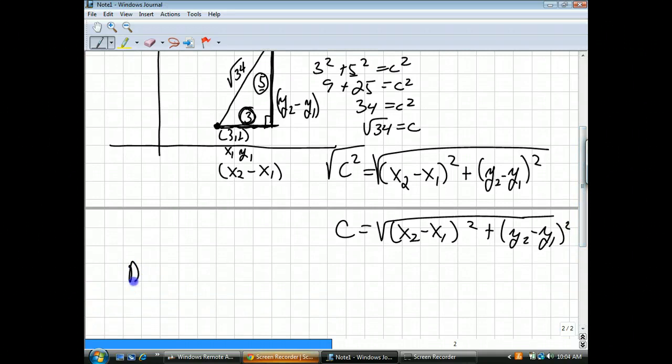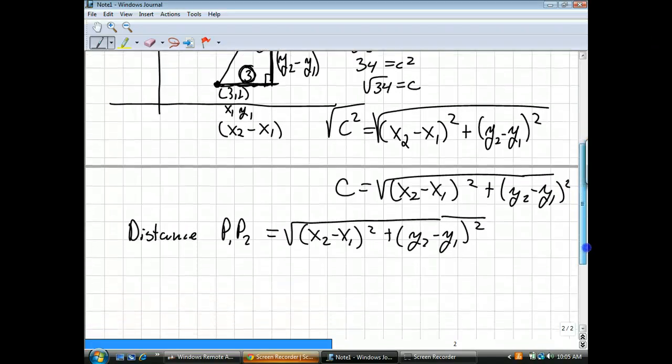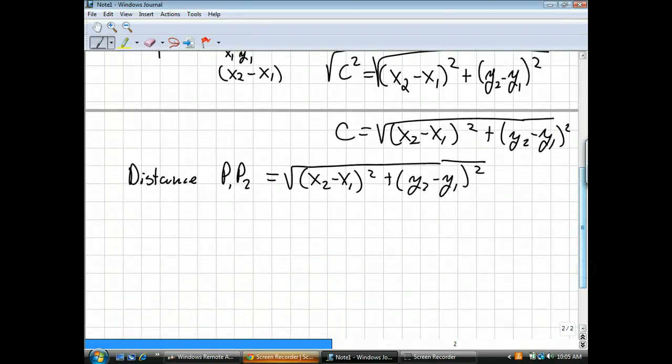So we say that the distance between P1 and P2 is equal to the square root of the difference in the x's, quantity squared, plus the difference in the y's, quantity squared. So by using the formula, we don't have to graph each time and form the right triangle. We can go directly to finding the distance.